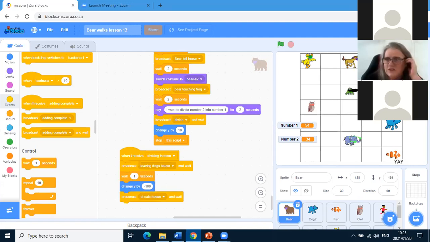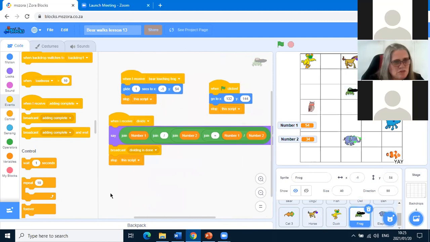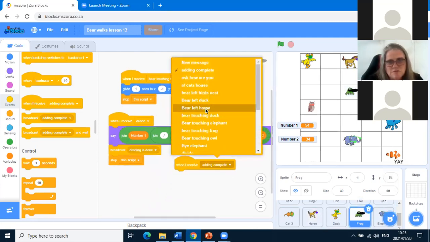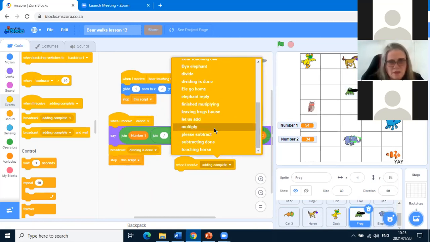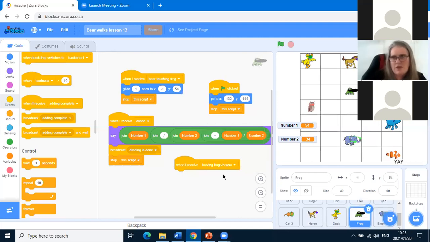He's going to go to Cat. Cat's going to move to where Frog was sitting. Frog's going to go back to his place. So let's get Frog back to his place. I've got a broadcast that he's leaving Frog's house after dividing is done, and then Frog is going to receive that message. When I receive leaving Frog's house, okay.